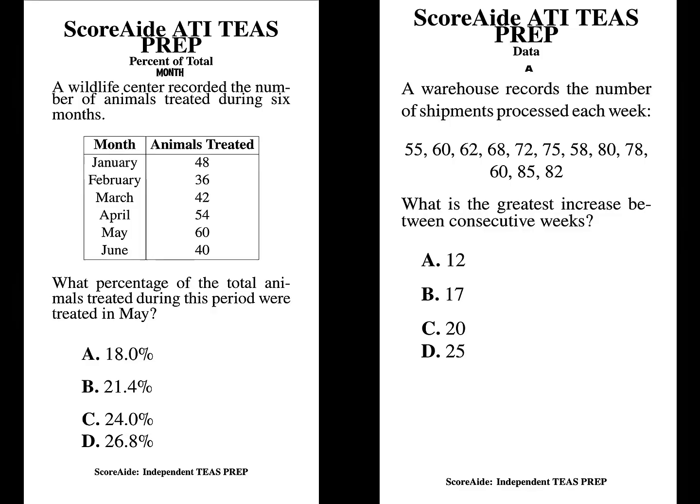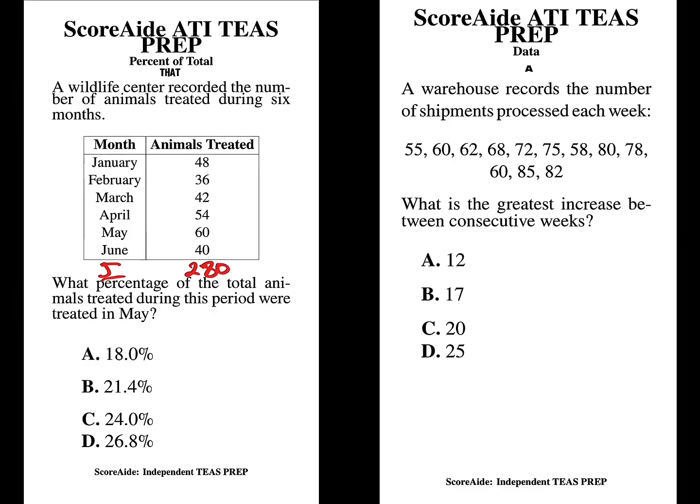So we have month, January, February, March through June. Animals treated, you can see the number of animals treated. What percentage of the total animals treated during this period were treated in May, right? So first of all, we're gonna look for the total number of animals treated during this period. So let's look for summation. So 48 plus 36 plus 42 plus 54 plus 60 plus 40. So this is gonna give us 280.